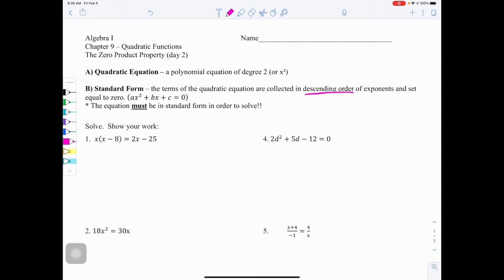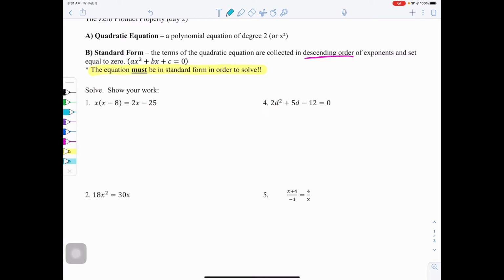Then the next statement is really the most important. The equation must be in standard form in order for you to solve it. So you have to take the time to put the equation set equal to 0 before you can factor it and solve for each piece. So we're going to work through several examples together. We're going to solve and show our work.